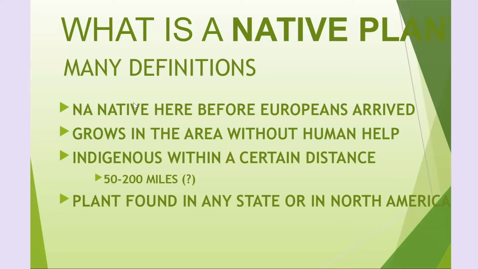So starting with what is a native plant. There's really no definite definition. It could be a North American native, but was here before the Europeans arrived. But then you can say, is that the Spanish Europeans in the 1500s? Or is it the Northern Europeans and the English in the early 1600s? Or it could be a plant that grows in the area without any human help. But if it's an indigenous plant, what distance from where we are to call it native? 50, 200 miles? Or is it a plant that is found in any of the 50 contiguous states?